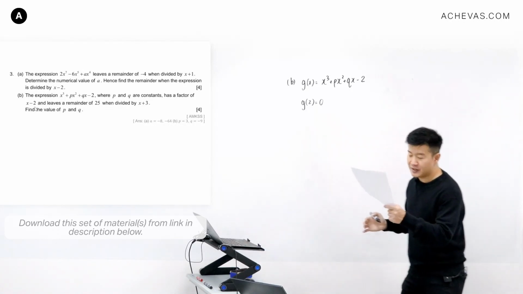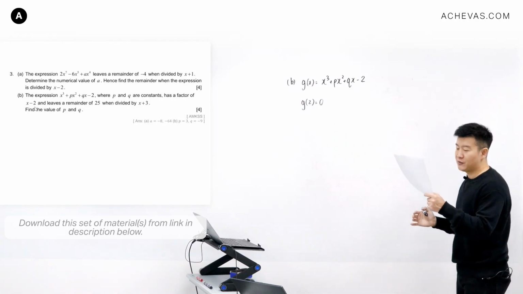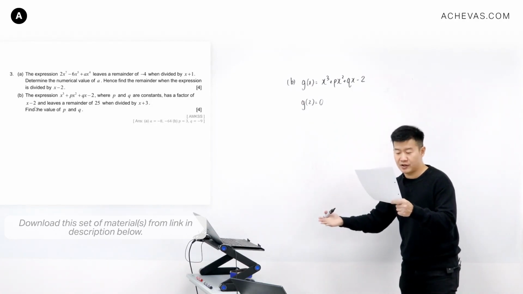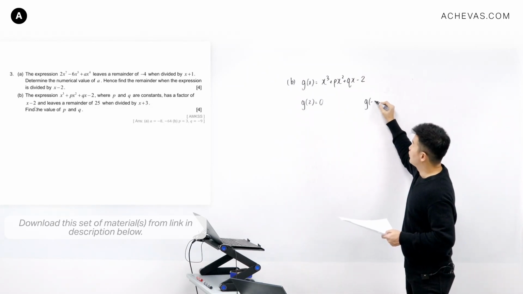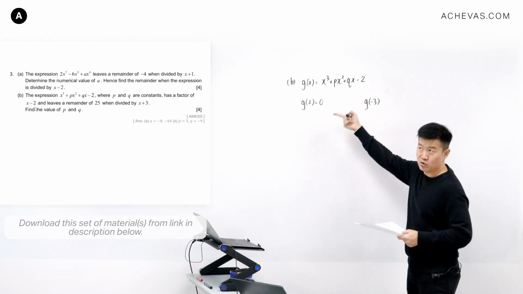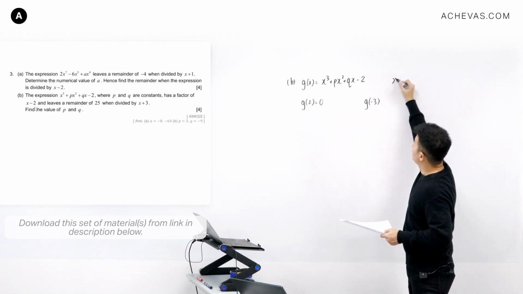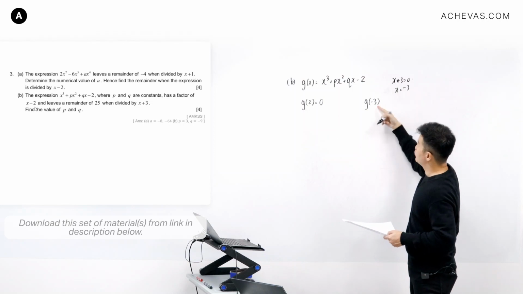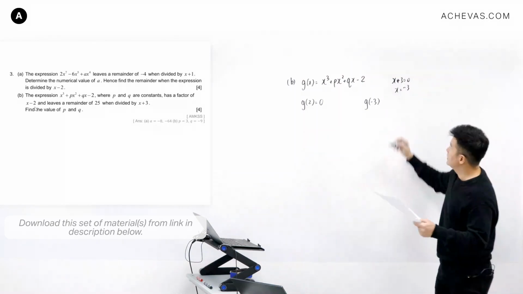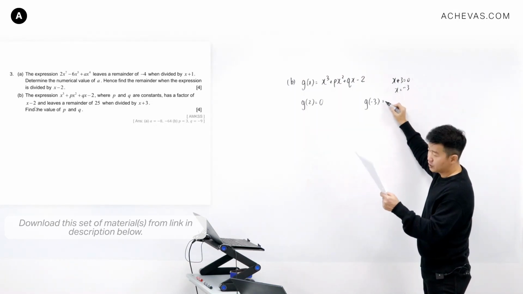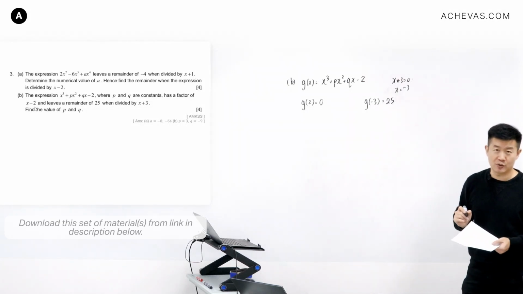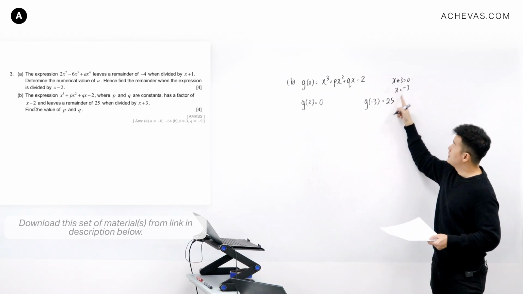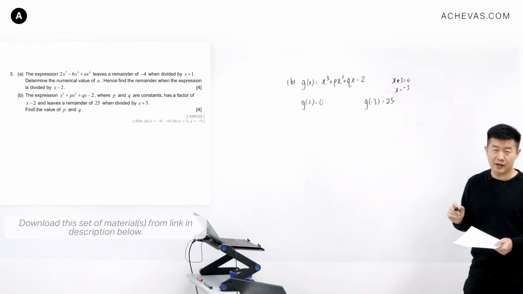So this is the first piece of information, and the second piece of information is that the remainder is 25 when it is divided by x plus 3, which means that g of minus 3. If I were to let x plus 3 be equal to 0, x is equal to minus 3. So g of minus 3 is equal to, according to the question, the remainder 25. I'm using the remainder theorem. g of minus 3 is equal to 25.